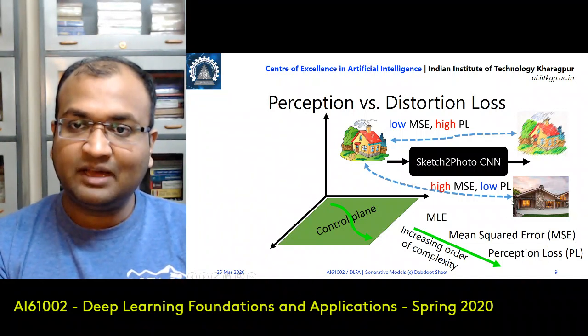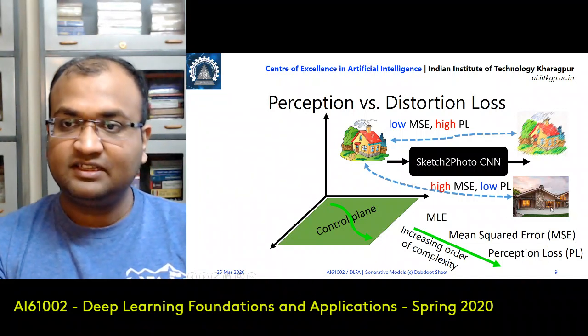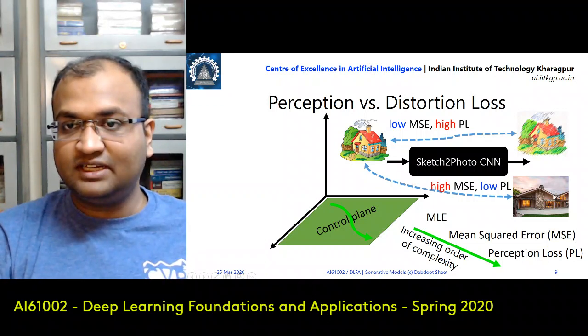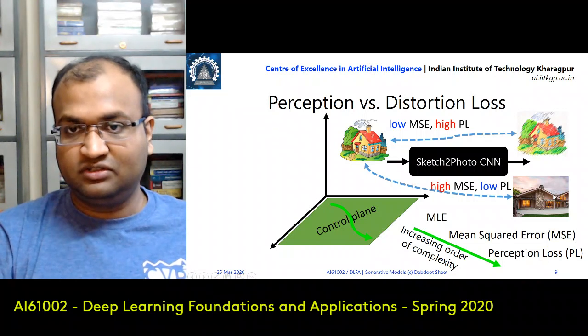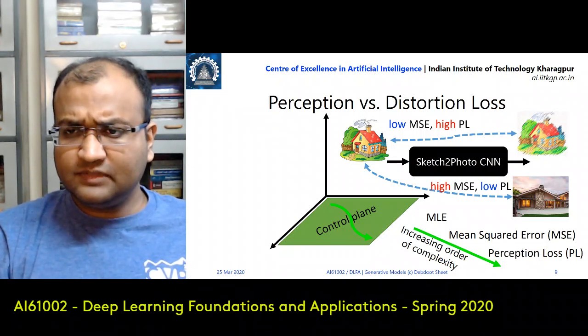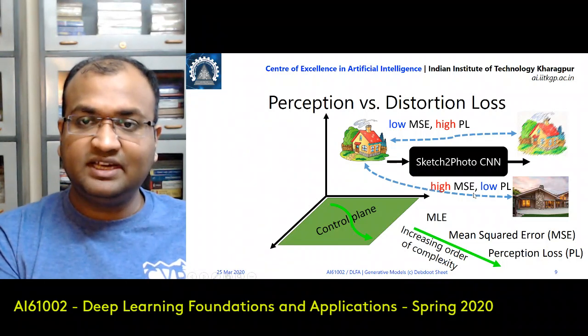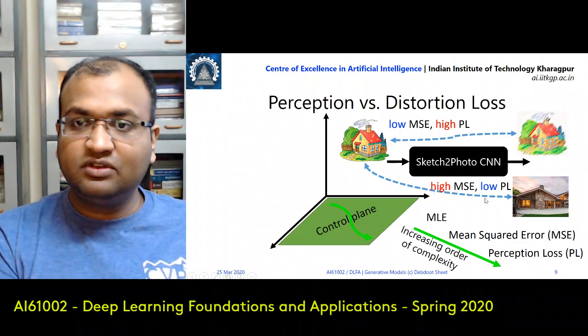Now the moment this happens, you would see that this image looks very close to that of an actual photograph of a house, and that's why you have a very low perception loss. But then there is a lot of distortion on a pixel by pixel measure, and that's why you will have a very high mean square error. And that was the whole point.